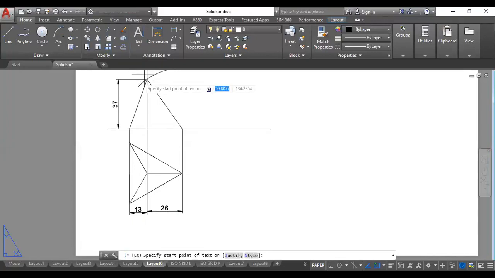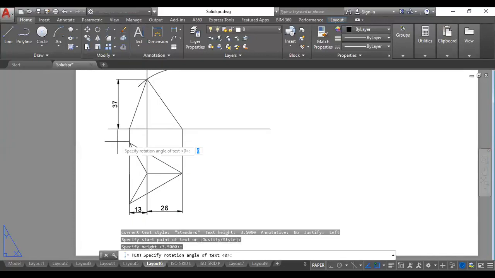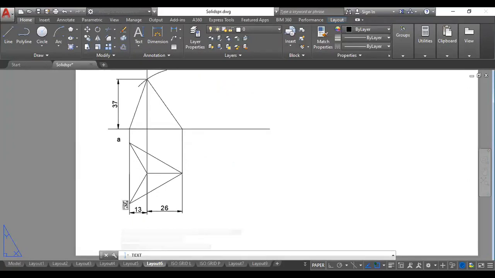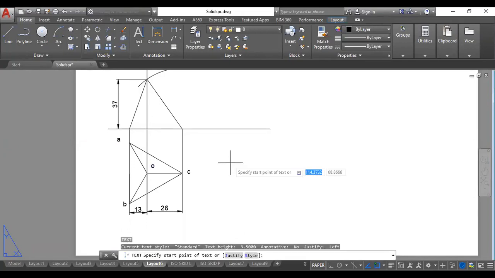To make it easier, let me name it. Let us say this is A, this is B, this is C, and this is, let me say, apex O. So from O to edge AB, this side distance is 13. That same thing I will draw here now.